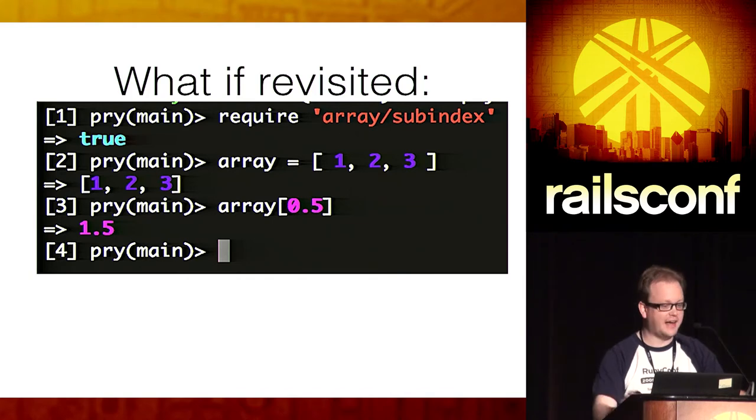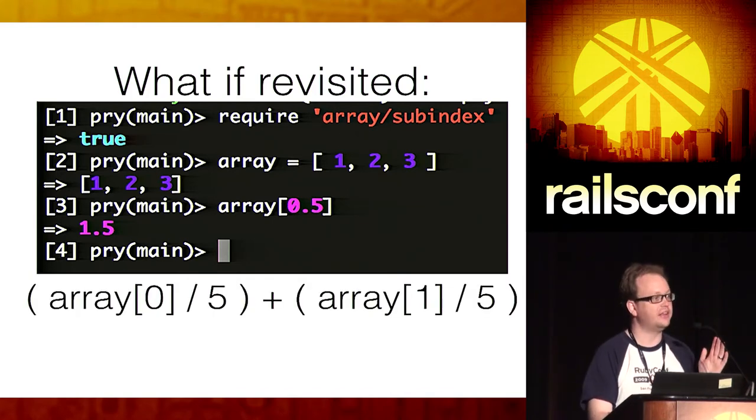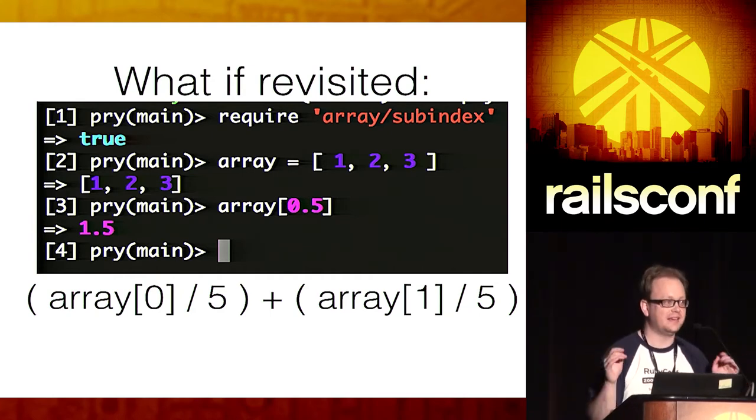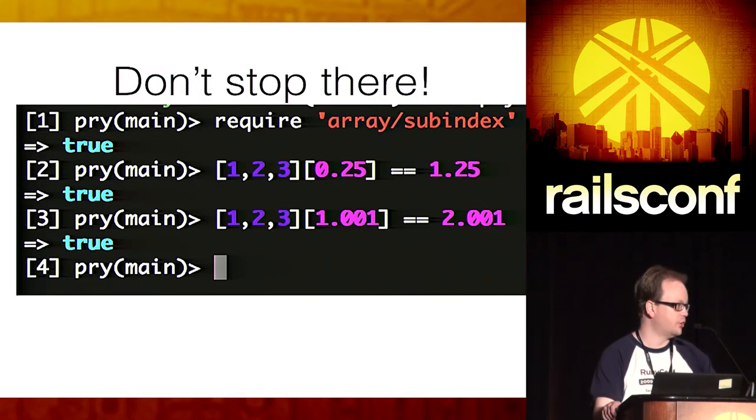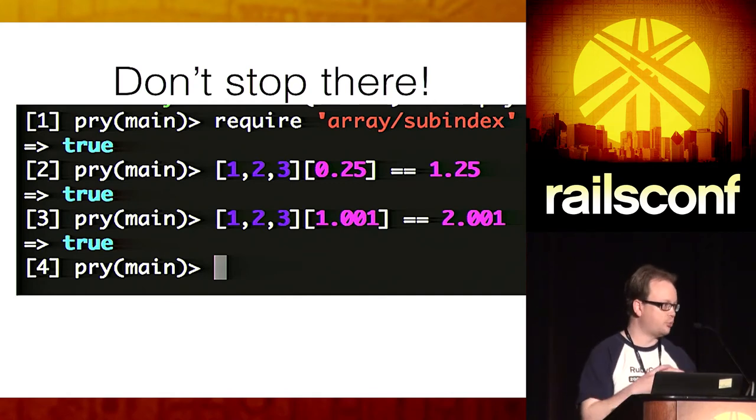It returns 1.5. And the clever person in the audience will note that that is half of array value 0, half of array value 1 added together. This makes sense to everybody except for programmers. The real world operates like this. Of course, it doesn't stop there. We're not just going to do halfsies. We can do 0.25. We can do 1.001. It's going to take the appropriate adjacent values and add them together.